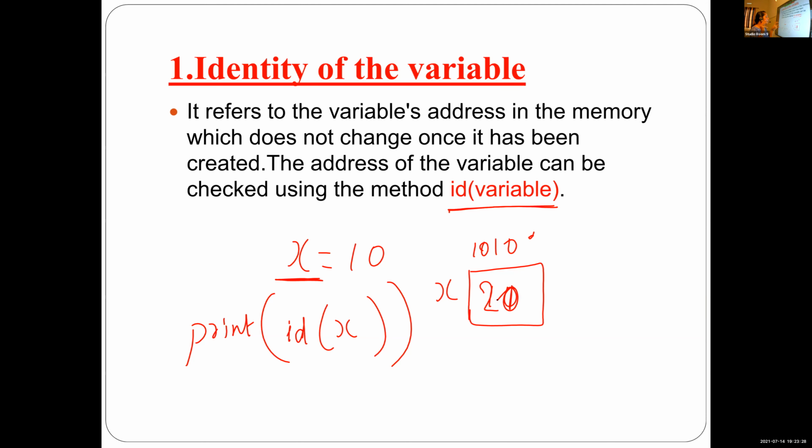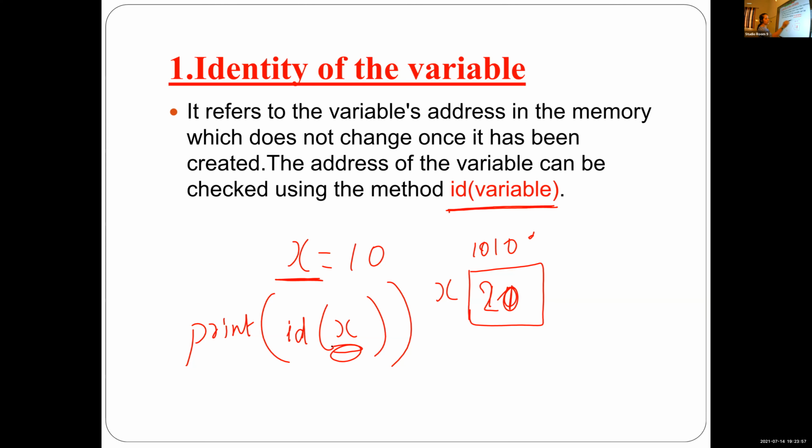If we write a statement like x is equal to 10, this 10 is stored in a particular address. We don't know the address; it will be stored in any address. If we want to display the address, we use the statement id of the variable name. That means if we write print id within brackets x, it will display the address of x.